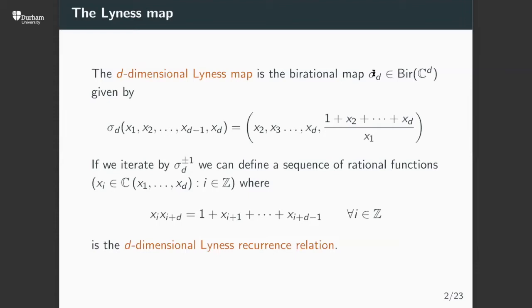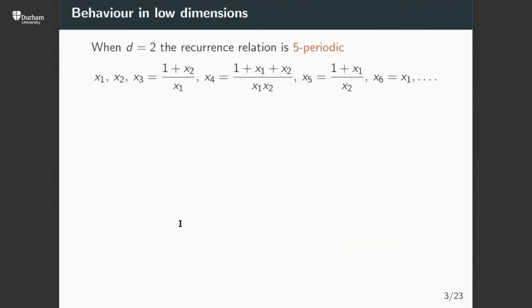then I can define a sequence of rational functions, and it's defined by this recurrence relation, which is exactly the thing that tells you how to define the next term in the sequence. So I'm given x1 up to xd to begin with, and then I can generate new elements in this sequence by the following recurrence relation, which is called the d-dimensional Lyness recurrence relation. And this recurrence relation, when d is 2, is very famous. It has a very surprising property, which is that it's 5-periodic.